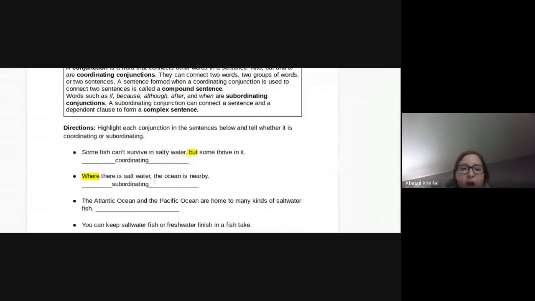The next one, "and," "but," and "or" were not in that sentence, so I knew it had to be a subordinating conjunction. The word "where" is a subordinating conjunction. So I highlighted "where" at the beginning of my sentence and then added subordinating. Okay?